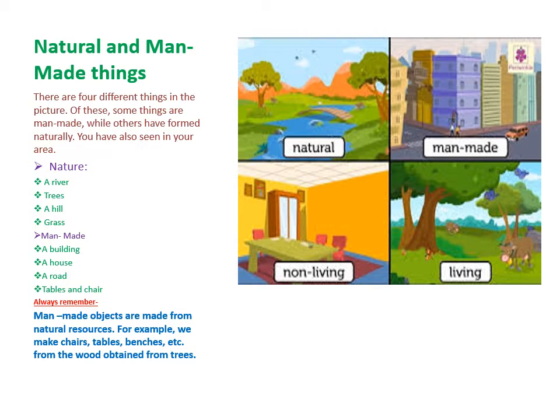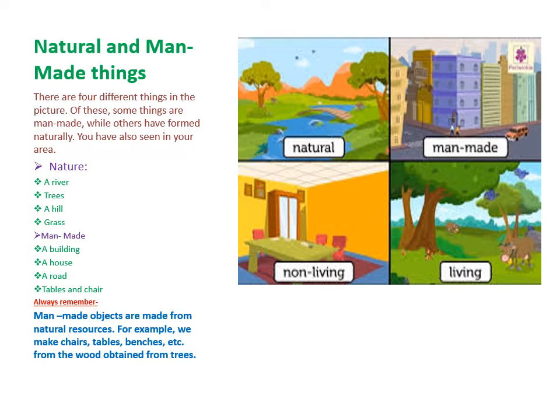Now natural and man-made things. There are four different things in the picture as we read just now. Of these, some things are man-made while others have formed naturally. The things which are natural are a river, trees, hill, grass. Man-made things are building, house, road, tables and chairs and many more things.